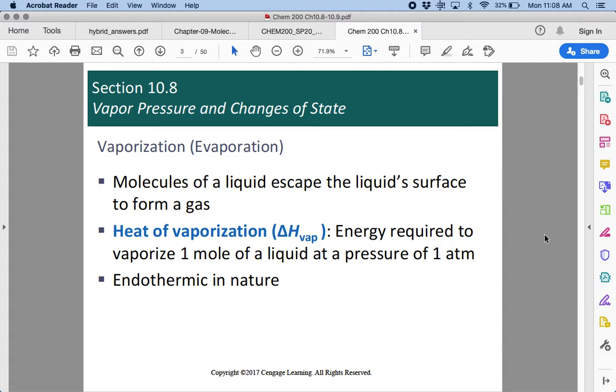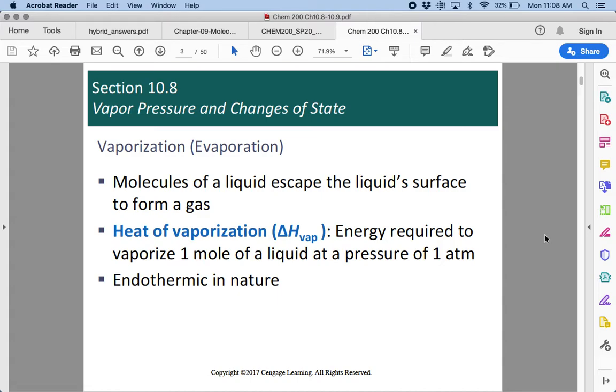So the first one we're going to talk about is the heat of vaporization, which is very simply just the energy required to vaporize 1 mole of a liquid at a pressure of 1 atm. So we have these standardized enthalpies of vaporization, and it's just so that we can compare everything equally, so 1 mole of that material at 1 atm.